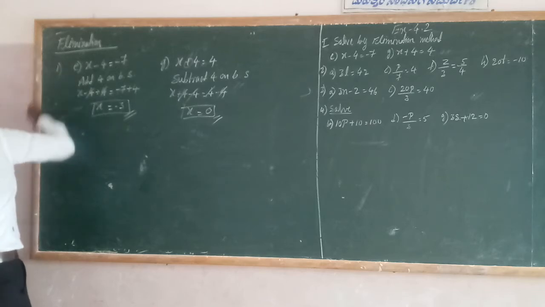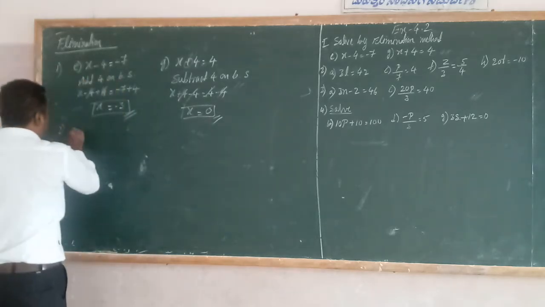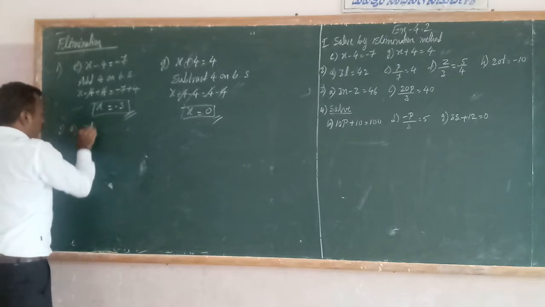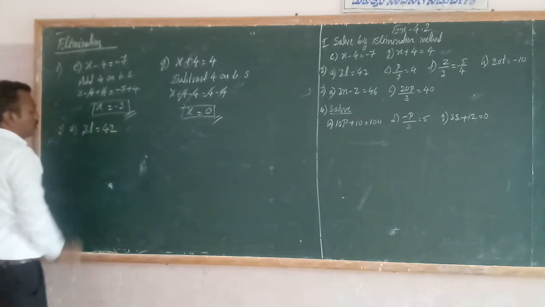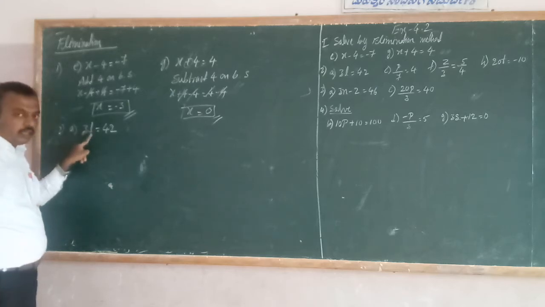Second main, this is first main. So second main, A question: 3L is equal to 42. In that, L is the variable, so this we have to calculate.